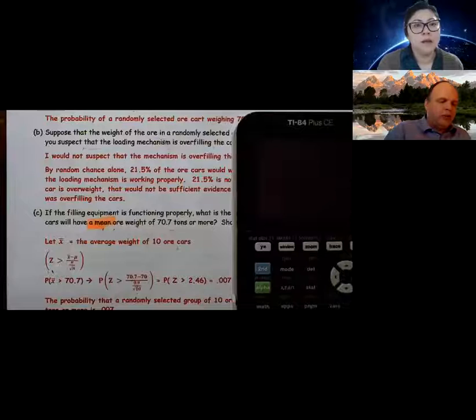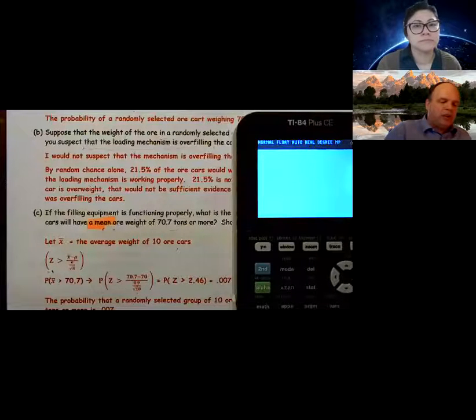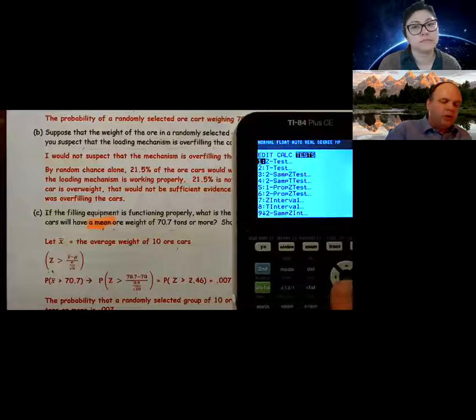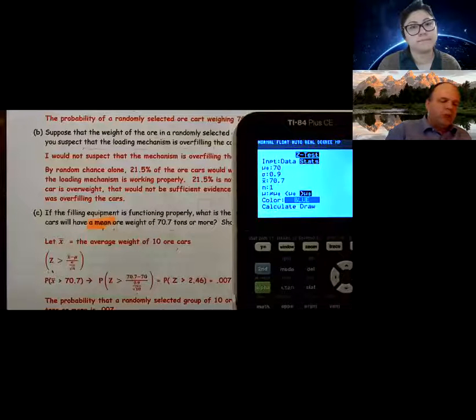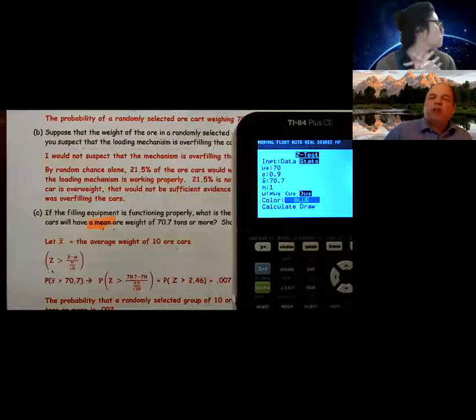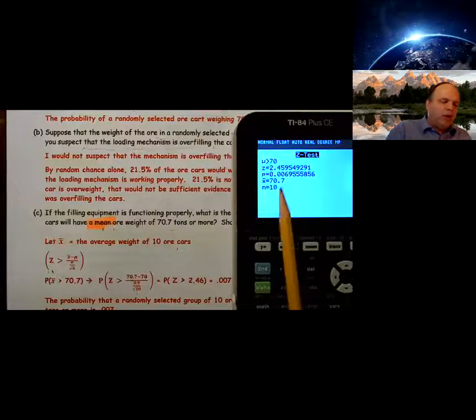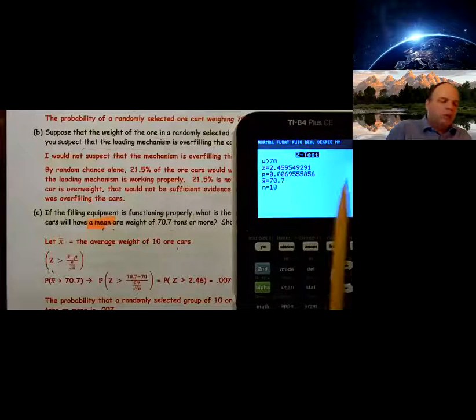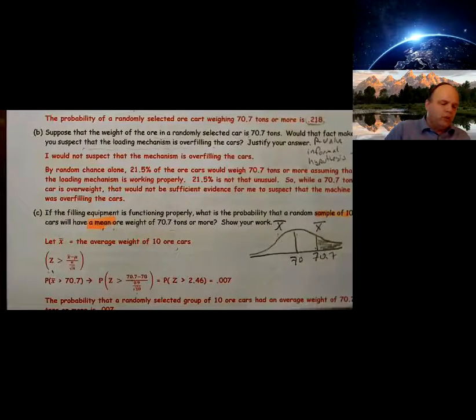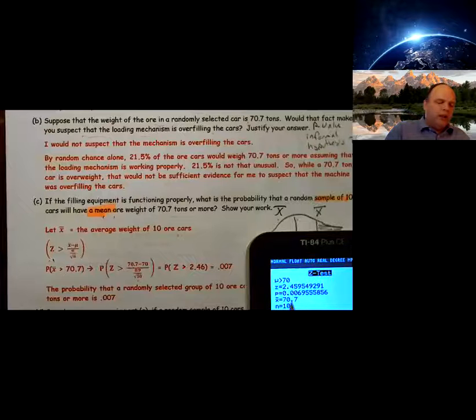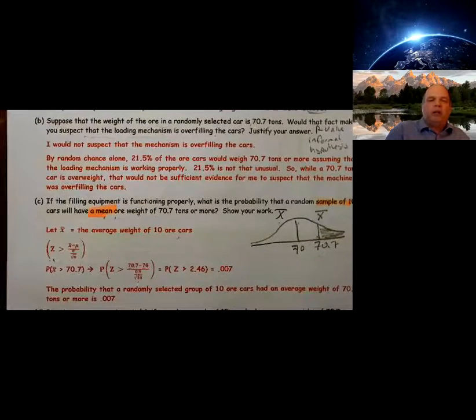Once again, I could do this as a normal CDF, but I believe it's substantially easier on this type of problem to use a z-test. So my mean is 70, my standard deviation is still 0.9, my x bar is 70.7, but I've changed my sample size from a single car to 10. And we're still looking for a greater than. And so now we end up with a much larger z-score of 2.46, and the probability of that is 0.00695, or 0.007 is what I rounded it to.